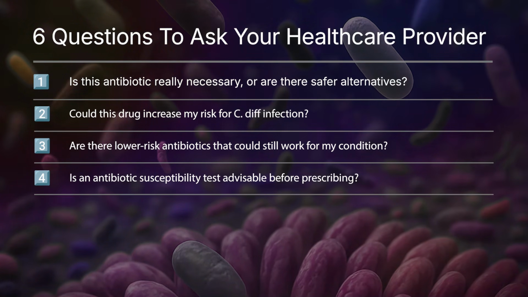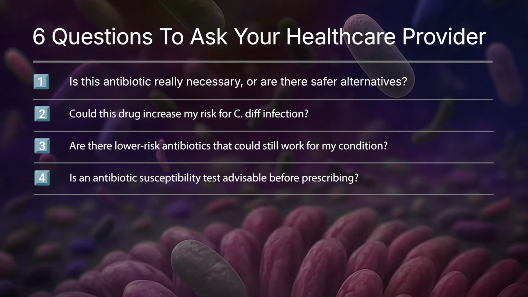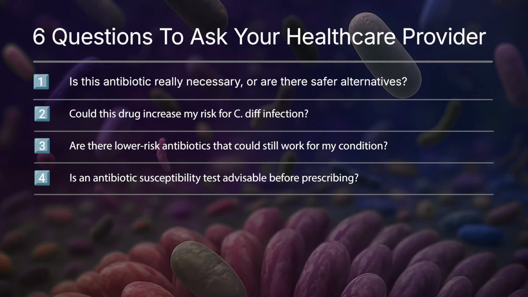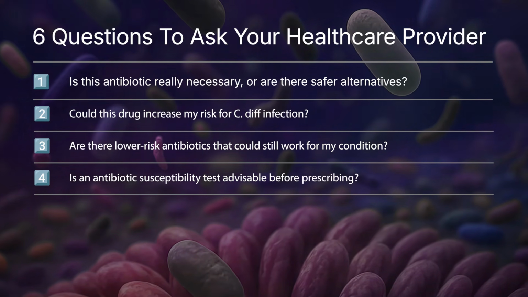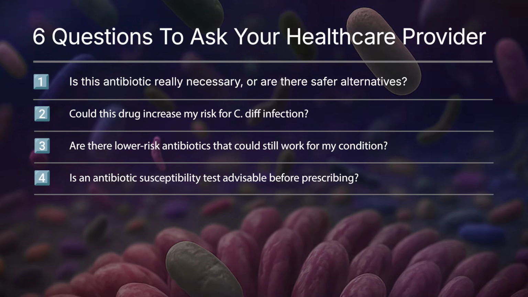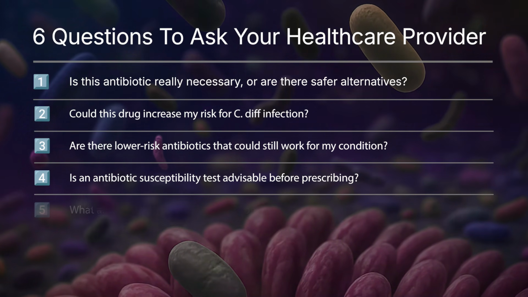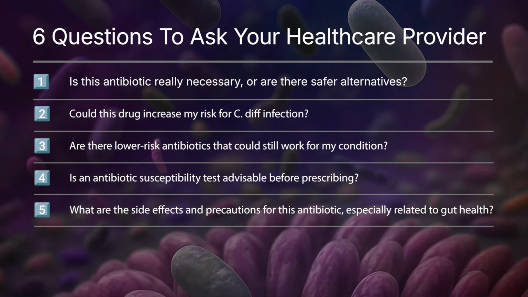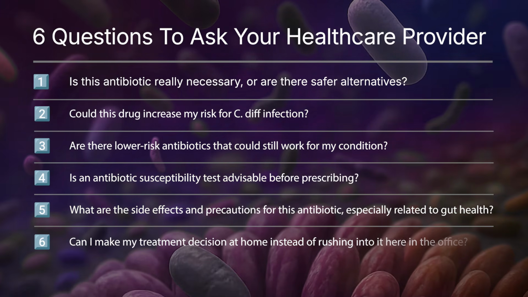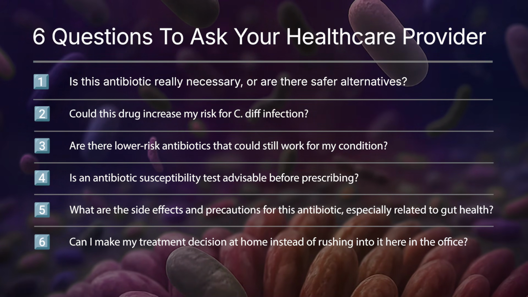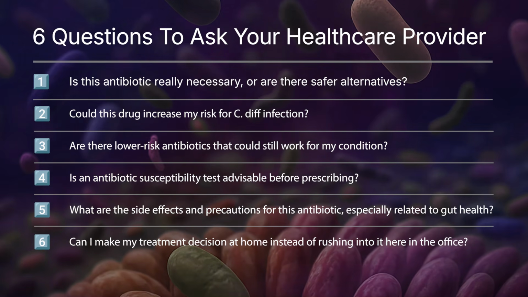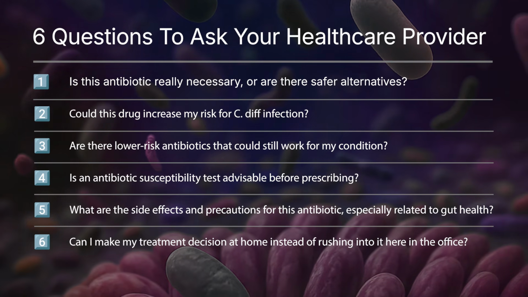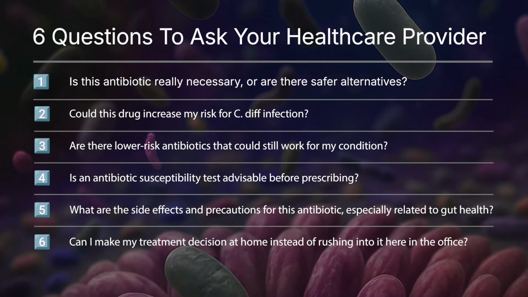Is an antibiotic susceptibility test advisable before prescribing? And this is a test where they check and actually culture and grow your infection, and they test it against various antibiotics to see which ones actually work. Another question: what are the side effects and precautions for this antibiotic, especially related to gut health? And lastly, can I make my treatment decision at home instead of rushing into it here in the office? Now, even asking just one of these important questions can shift the conversation and give you peace of mind.